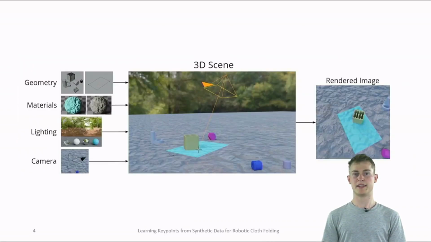To generate the training data for the keypoint detector, we create a 3D scene in Blender. We randomize the geometry and pose of the towel, as well as its material. For the towel material, we create a simple noise texture, as creating high-fidelity textures of cloth is time-consuming. The camera position is also randomized to make the network generalize to different camera poses.